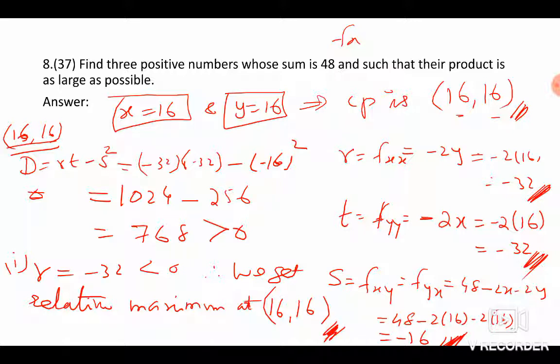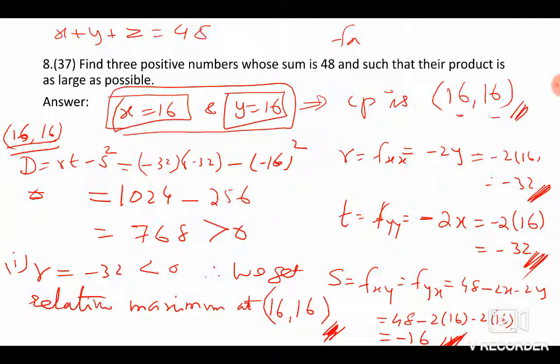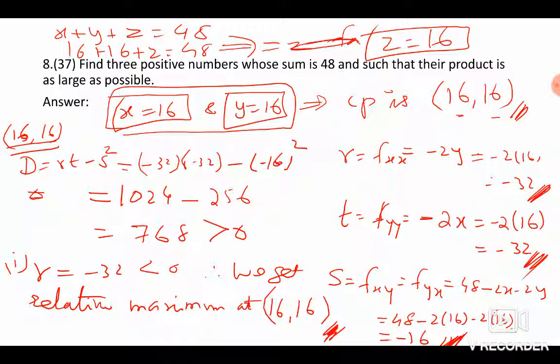So the values of x and y, 16 and 16, are giving you the maximum value of the product. So obviously find z now. What is z? We have seen x plus y plus z is equal to 48. So x is 16, y is 16, z is equal to 48 minus 32. Obviously z is also 16. So we have found three positive numbers whose sum is 48, and the product is largest: 16, 16, 16. Answer is 16, 16, 16.